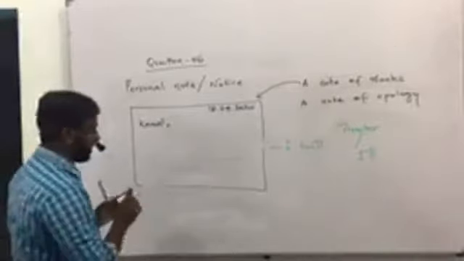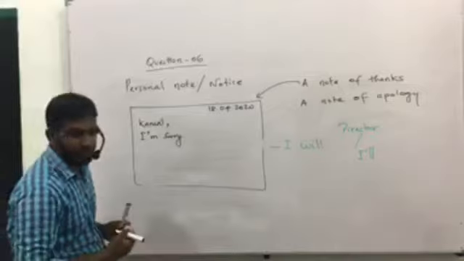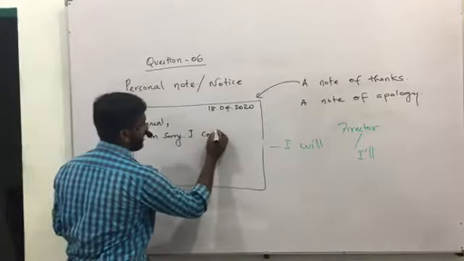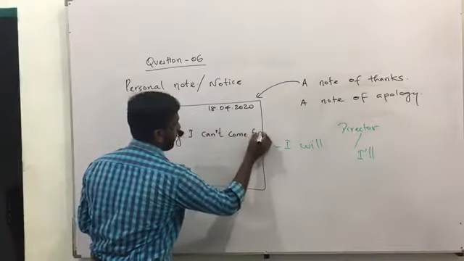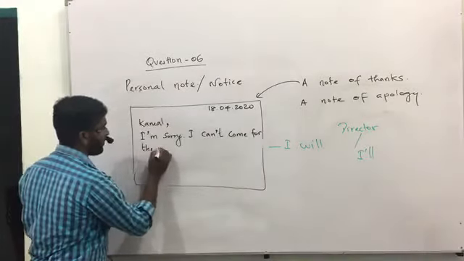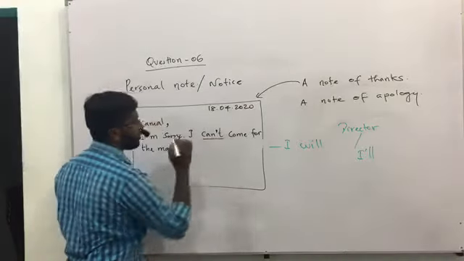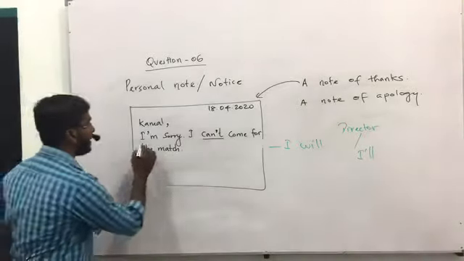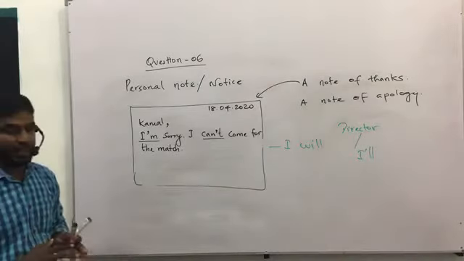So I'm going to write the content of the personal note. I'm sorry. I'm going to write the second sentence. I can't come for the match. Now you see, here also I have used the apostrophe to contract can and not. Right? Here also I have used an apostrophe to contract the words I and am.